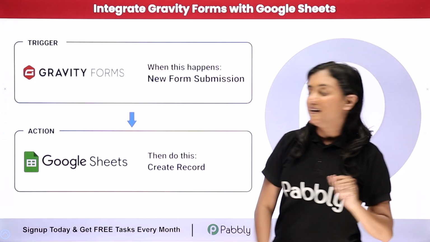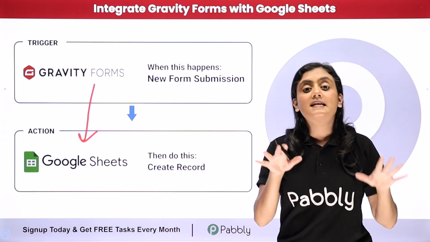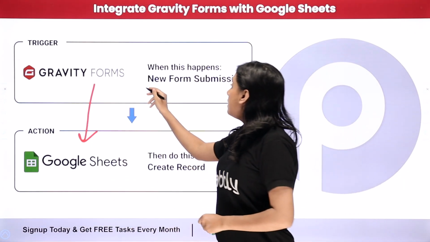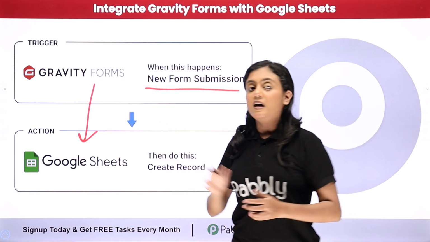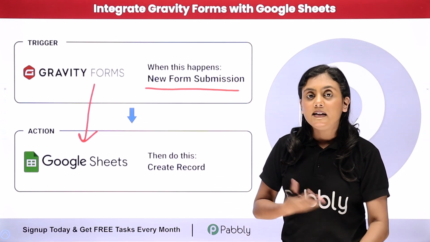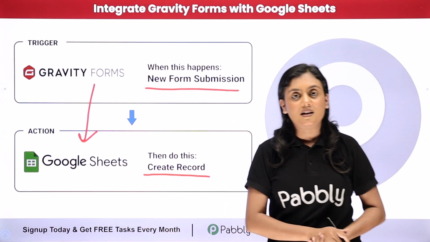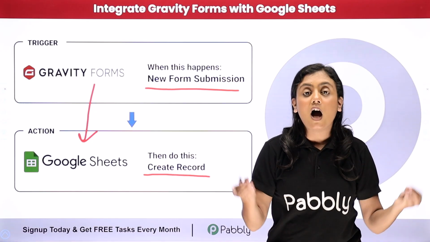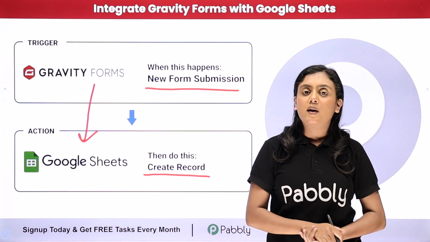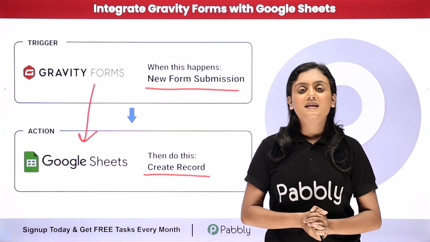Just by simply building the connection between Gravity Forms and Google Sheets in such a way that whenever a new form submission is done by the lead using Gravity Forms, automatically and instantly the lead's data is going to be created as a record in my Google Sheets. So now if you want to learn how you can build this connection for your business as well, I will take you towards my screen.